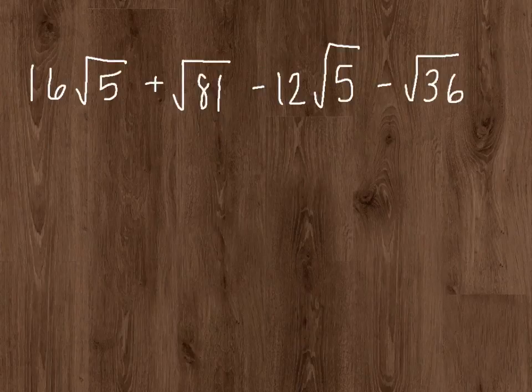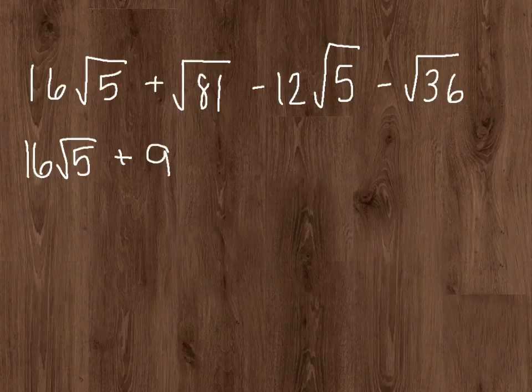Now, we go and we double check. Square root of 5. When I type square root of 5 into my calculator, I get a decimal, so I leave it as 16 square root of 5. Now I type square root of 81 into my calculator, and I get that to be 9. Square root of 5 we already did, which was a decimal, so I leave it as 12 square root of 5. And square root of 36 is 6, so I change it to 6.